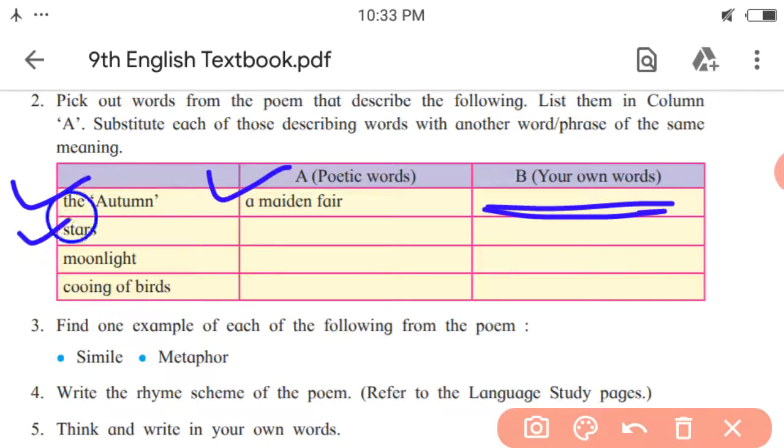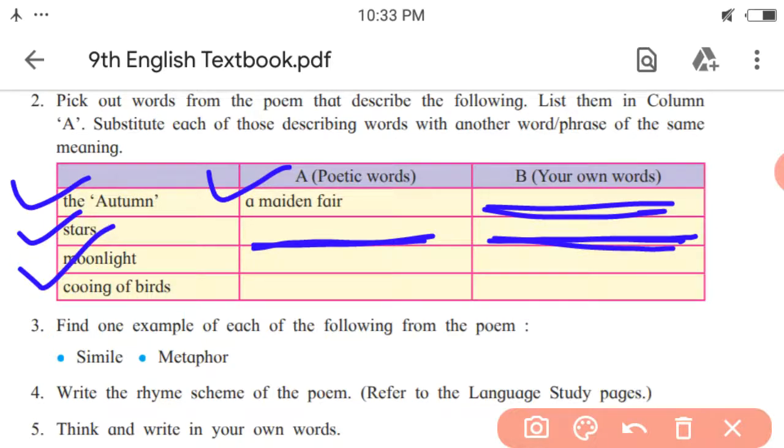Next one, stars. How are the stars in the poem? Right here, that is multitudinous. What is its meaning? Countless. Next one, moonlight. How is the moonlight? White. And what is the actual meaning of it? Silver, right?